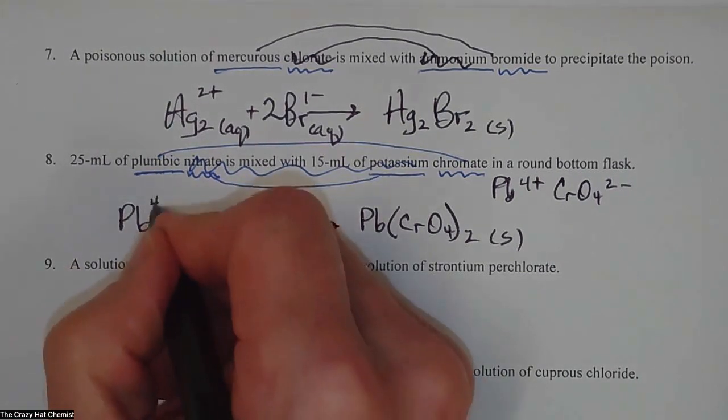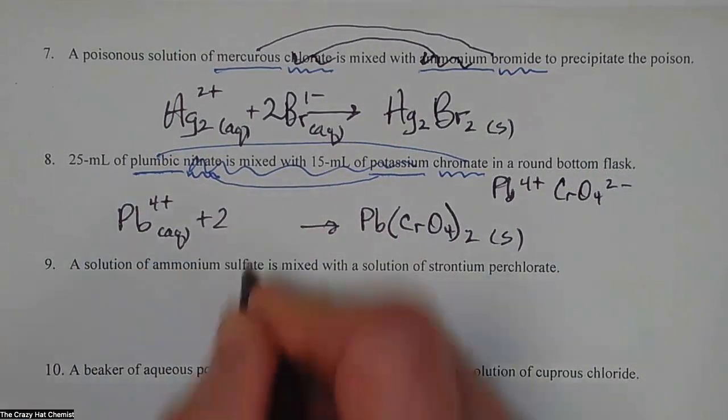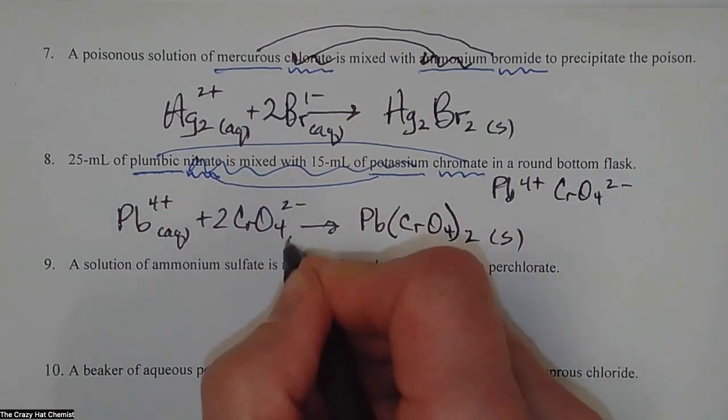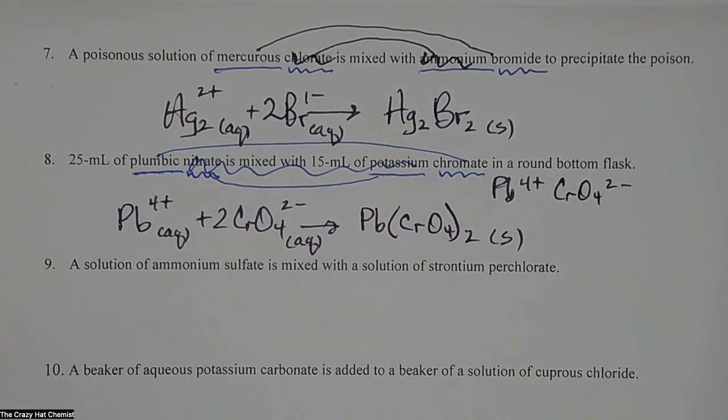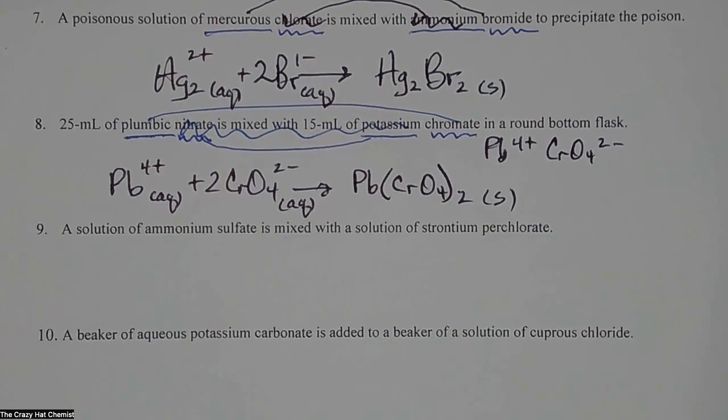Okay, and then plumbic, that's a 4 plus charge, that's aqueous, and then we're going to have two chromates, CrO4 2 minus, and that's aqueous. Notice that the net charge on both the reactant and product side is zero. Okay.